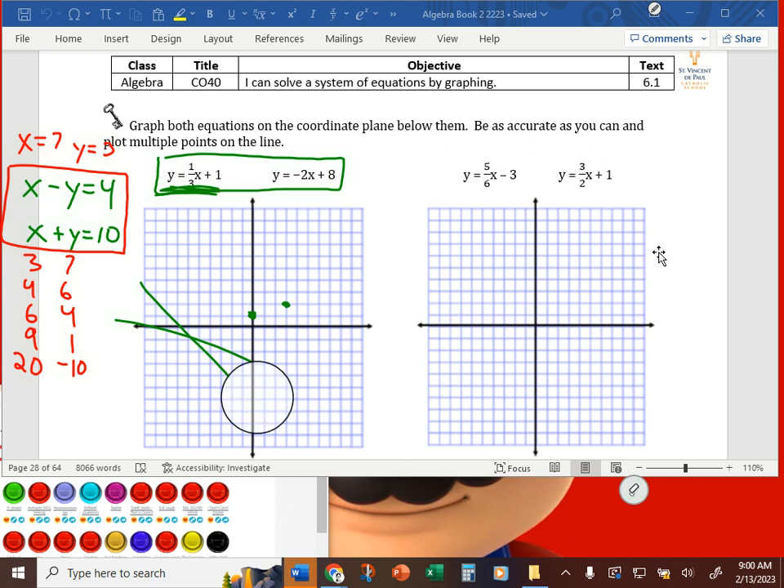So instead of just getting two ordered pairs, let's continue using slope. Up 1 over 3 again, up 1 over 3 again. Let's get several options here.